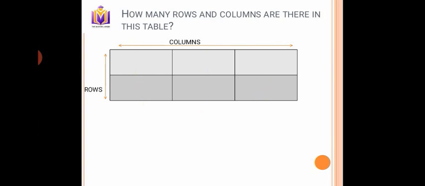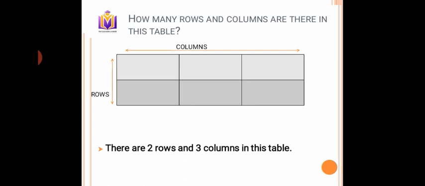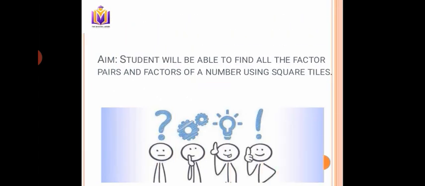So if we see this, there are 2 rows, this is the first row and this is the second row. So there are 2 rows and 3 columns in this table. This is the first column, this is the second column, and this is the third column. So today we will be able to find all the factor pairs and factors of a number using square tiles. So let's see how we can do this.